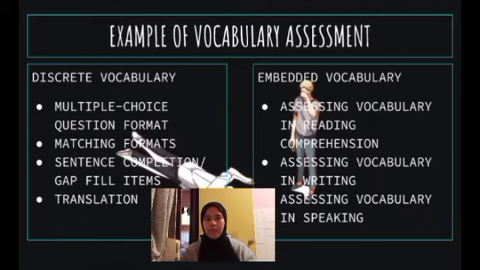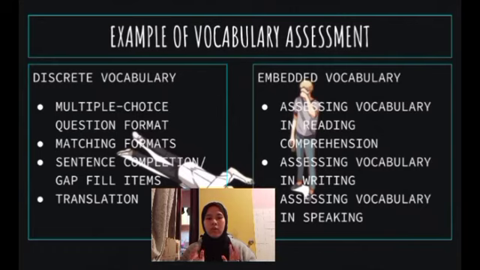Second is assessing vocabulary in writing. An example of this is that the question will provide vocabulary from the text, and you have to either write a story or write a sentence based on the vocabulary. Last but not least, assessing vocabulary in speaking. For this you can do games like role play to assess their vocabulary in speaking.